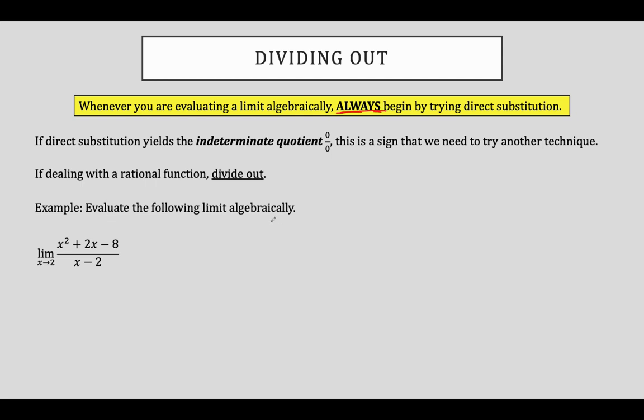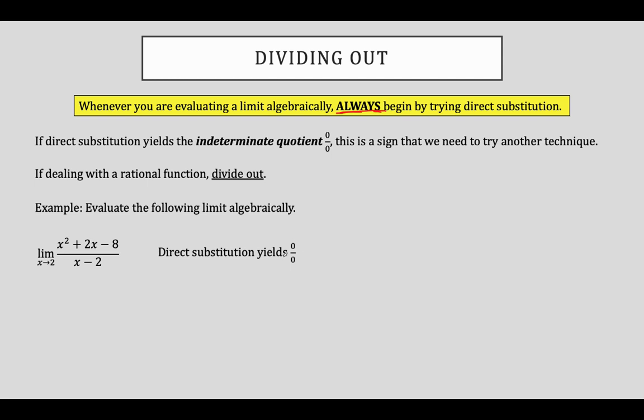Evaluate the following limit algebraically. We have the limit as x approaches 2 of x squared plus 2x minus 8 divided by x minus 2. Well, again, we always start off with direct substitution. If I plug in 2 for x, that gives me 4 plus 4 minus 8 is 0 divided by 0. Direct substitution yields 0 divided by 0. That is an indeterminate form. It is called an indeterminate quotient, which tells us we need to do something else.